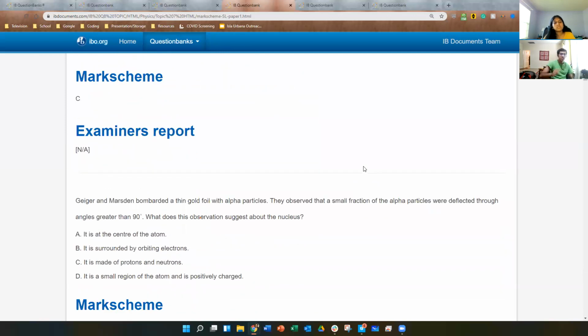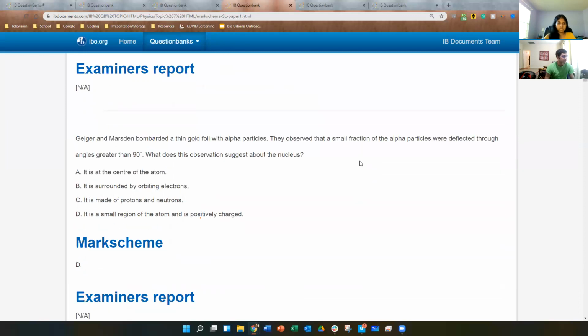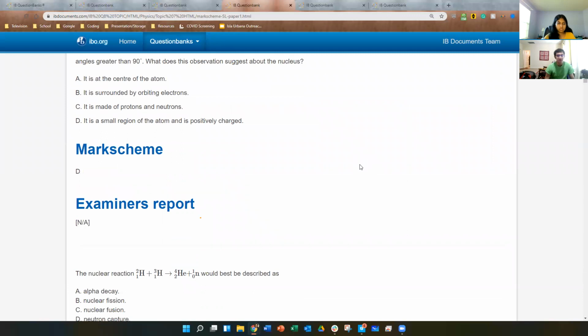Geiger Marsden. So this is the Rutherford gold foil experiment. A small fraction of the alpha particles were deflected through angles greater than 90. What does this observation suggest about the nucleus? D. Yep, D. I feel like we're not going to get questions like this.